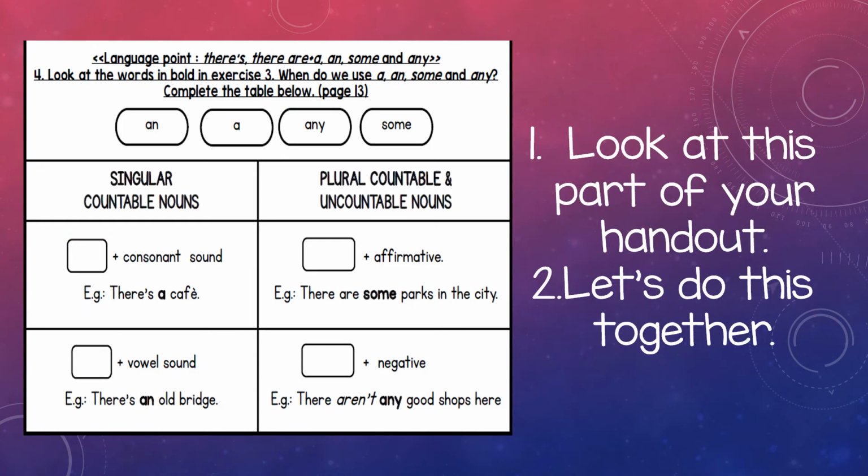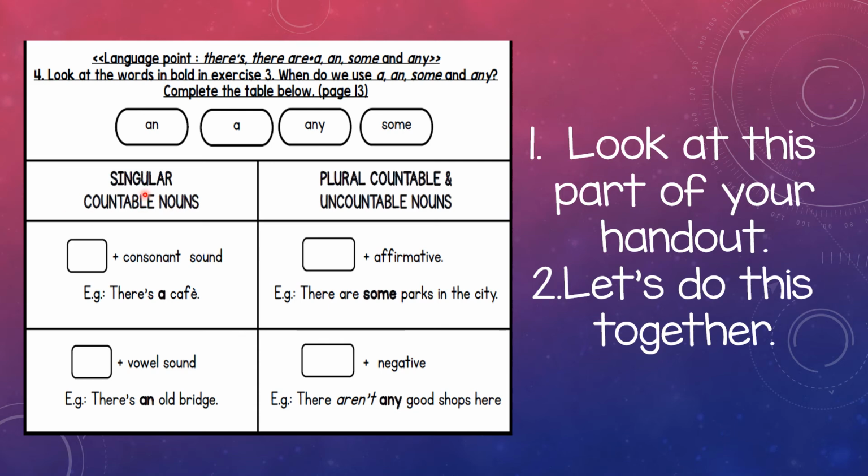Now let's look at this part of your handout. We are going to do this together. Okay, there's a table here. There are 4 words above it: an, a, any, some. If you look over here, singular countable nouns. Singular means one. Countable nouns means boleh kira.